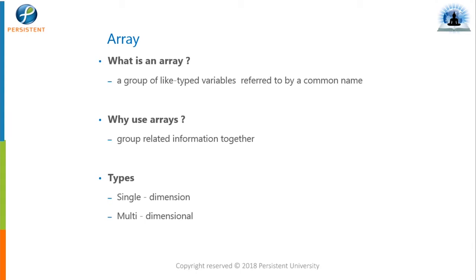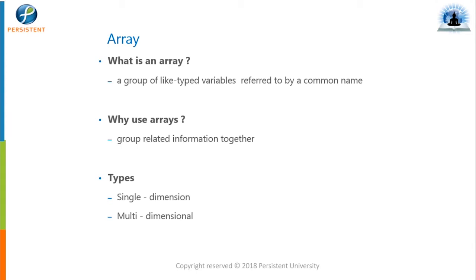So let's understand what we mean by arrays in Java. We already know some arrays. Why do we create an array, and what are the types of arrays as well? Basically arrays are used to store a similar type of data, to group the data, the same similar type of data. So arrays are basically to group like-type variables referred by some common name.